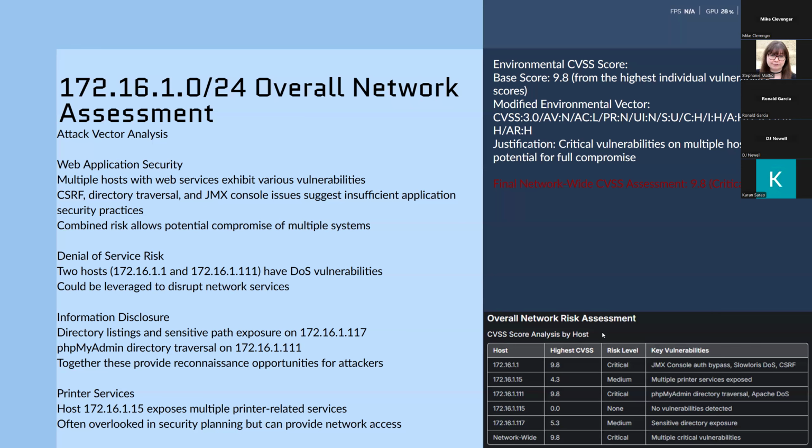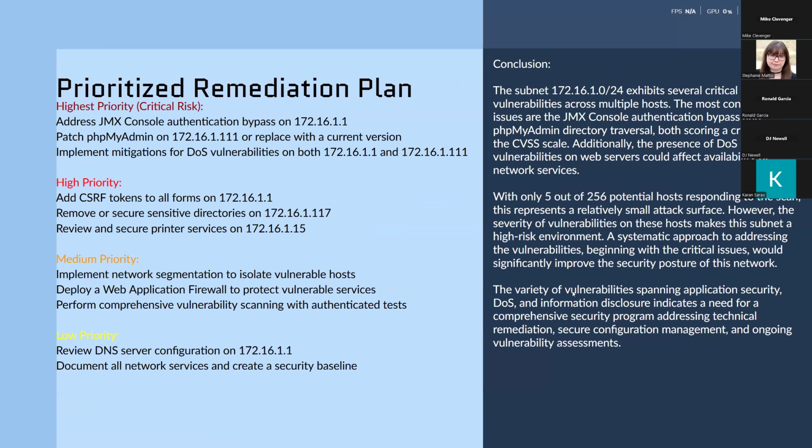And then down here, we have an overall network risk assessment. The CVSS score analysis by host is shown below. We have the host in the first column, the CVSS score, followed by risk, and then this actually breaks it down by key vulnerabilities on each host. Now we're going to talk about the prioritized remediation plan that we recommend.